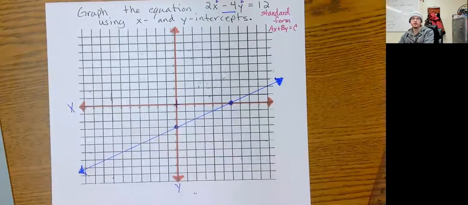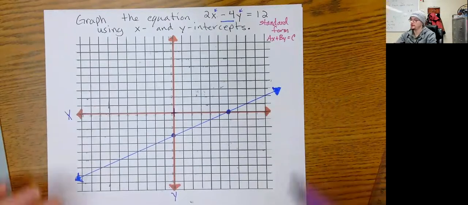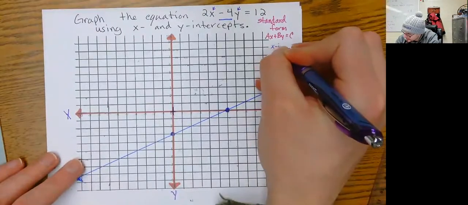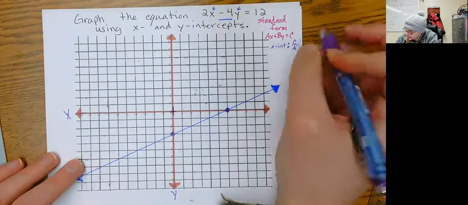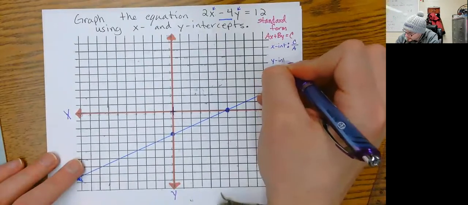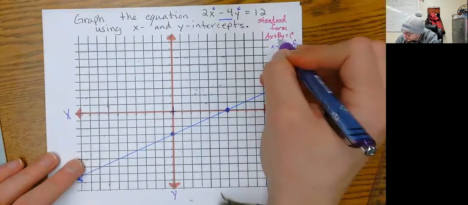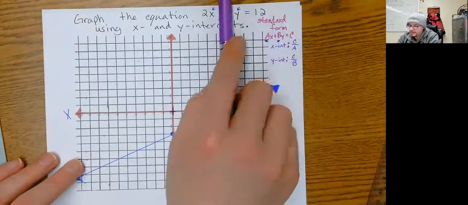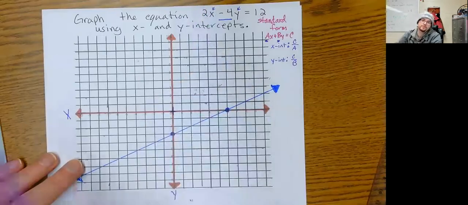All right. So again, to find the x-intercept, and actually I'll show you down here using these letters. If you want to find the x-intercept, that is equal to c divided by a. And if I want to find the y-intercept, that is equal to c divided by b, right? There's a, there's b. So if I want to find the x-intercept, 12 divided by 2. If I want to find the y-intercept, 12 divided by -4.